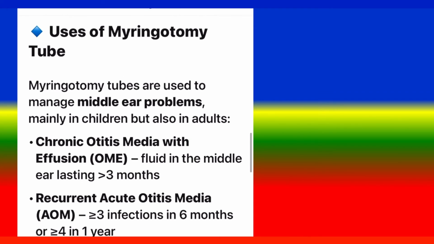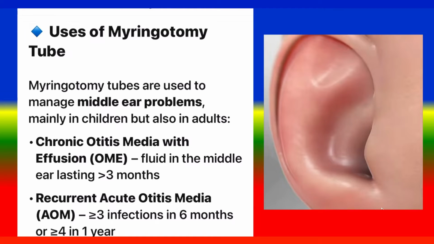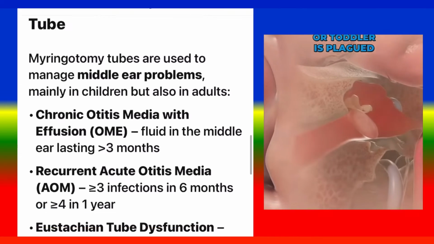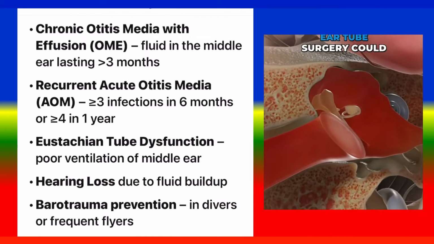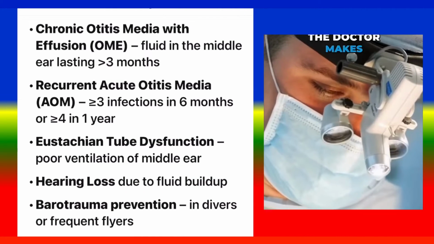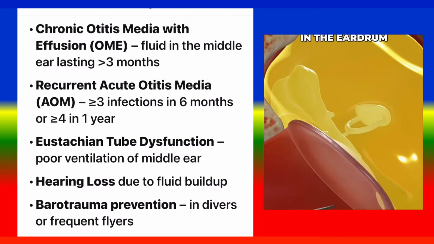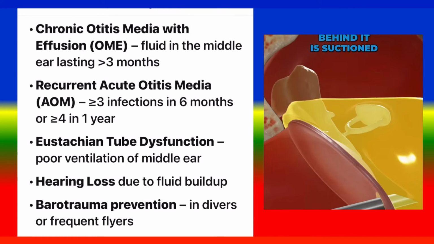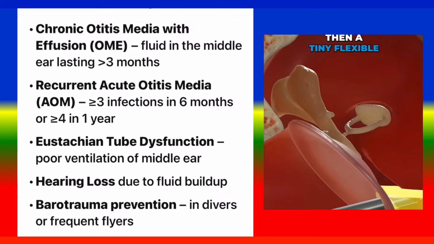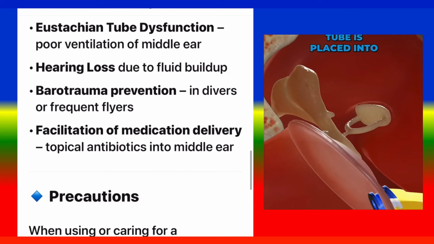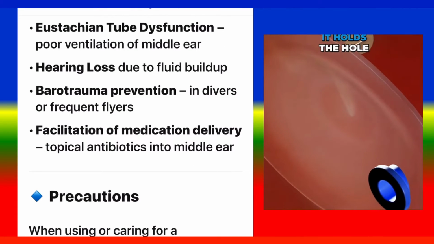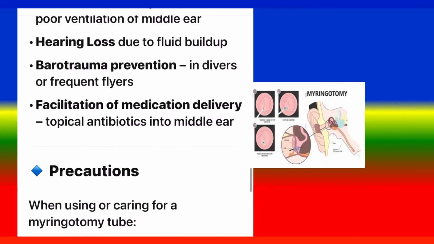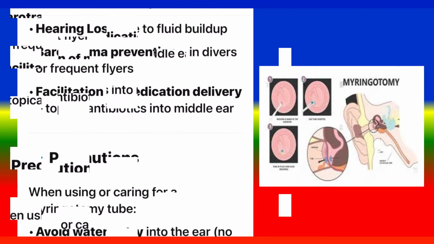Uses of myringotomy tube. Myringotomy tubes are used to manage middle ear problems, mainly in children, but also in adults. Chronic otitis media with effusion, OME, fluid in the middle ear lasting 3 months. Recurrent acute otitis media, AOM, 3 infections in 6 months or 4 in 1 year. Eustachian tube dysfunction, poor ventilation of the middle ear. Hearing loss due to fluid buildup. Barotrauma prevention in divers or frequent flyers. Facilitation of medication delivery, topical antibiotics into the middle ear.